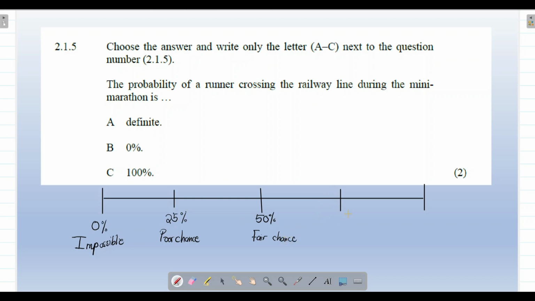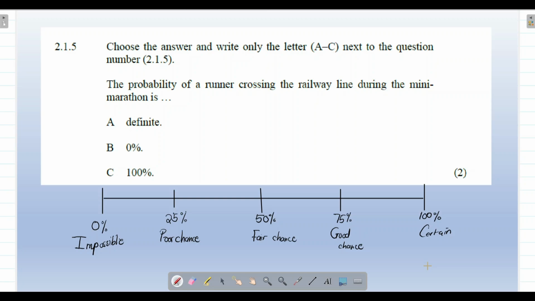Okay, then we calculate probability and you probably get like 75%. That basically means that there's a good chance of that event happening. And lastly, if you get a probability of 100%, or 1/1, then we know that the chance of that event happening is certain.